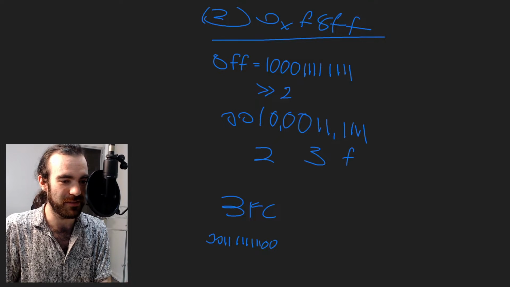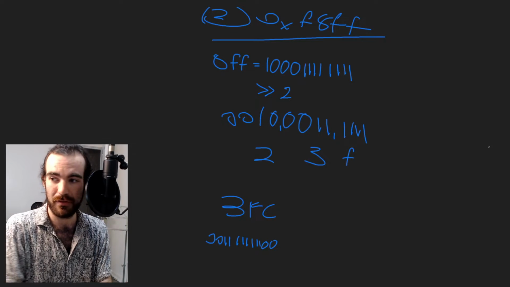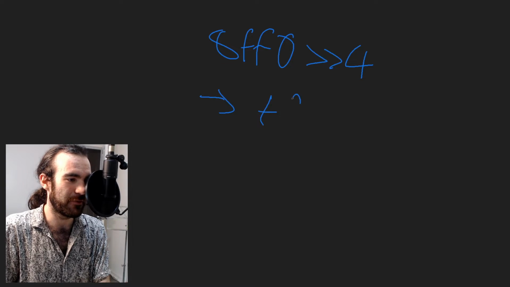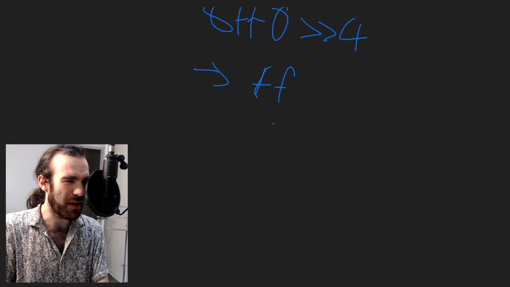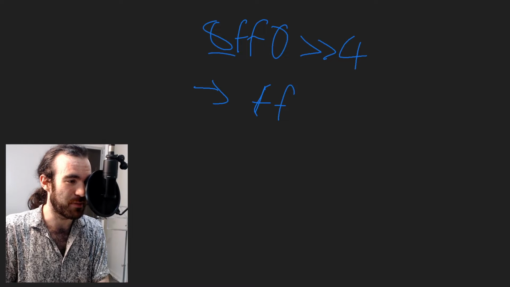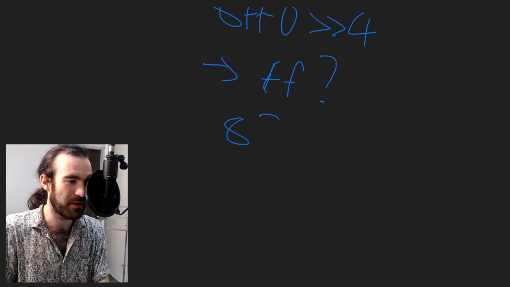We've got another right shift. Okay, so this time we right shift 8FF0 and we're getting FF. And this is better because this is almost a right shift. We're just losing this bit somehow. Like, this should just be 8FF. Where does the 8 go?